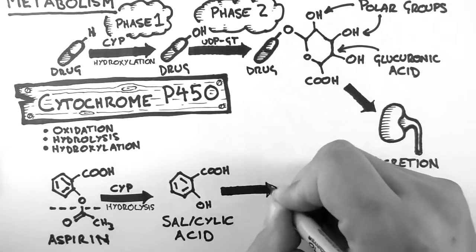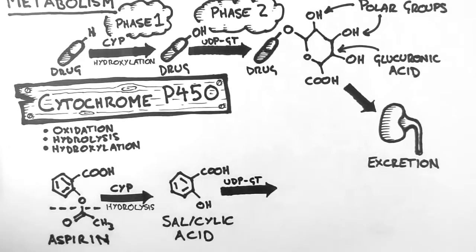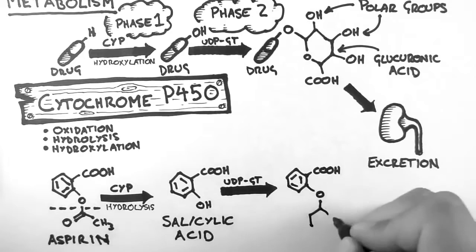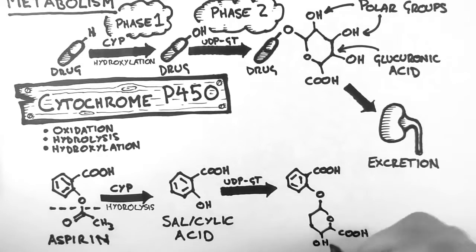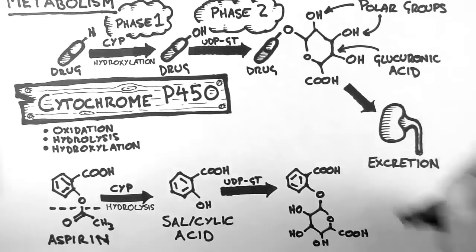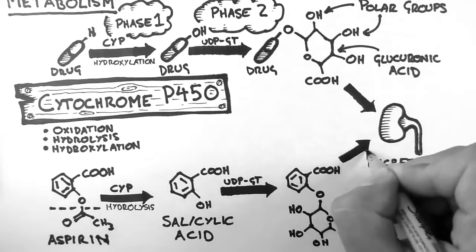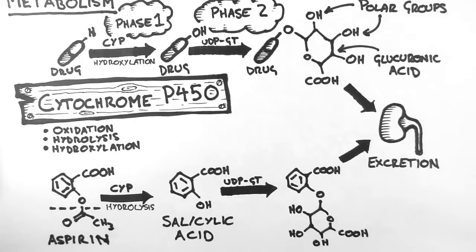Salicylic acid can then be acted upon by UDP glucuronyl transferase to attach the glucuronic acid group in place of the hydroxyl group. Now the product can easily be excreted by the kidneys. And that's an overview of the metabolism of drugs. In the next pharmacokinetics tutorial, we'll talk about the excretion of drugs.